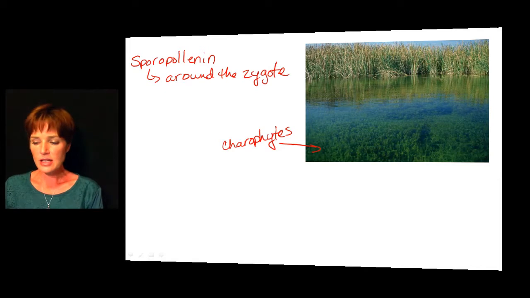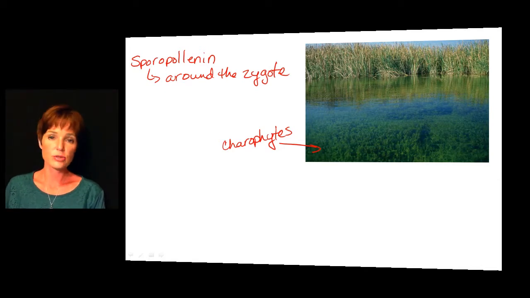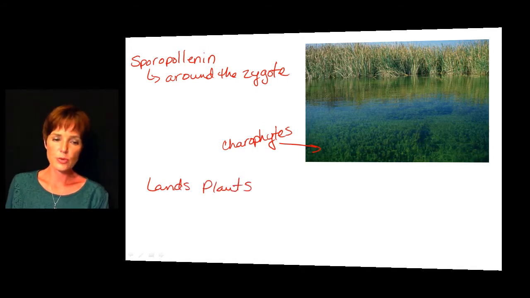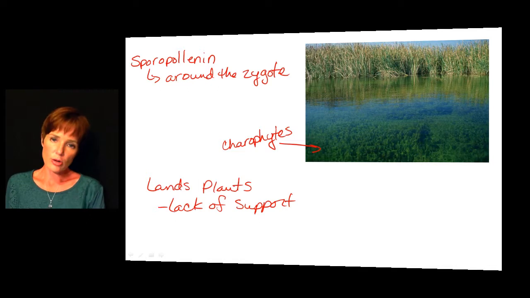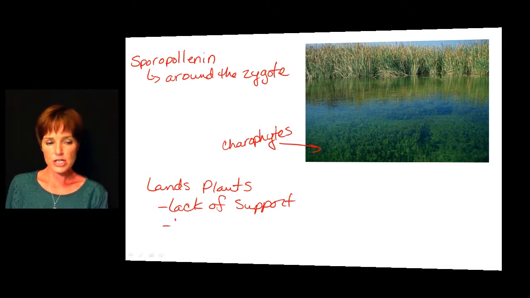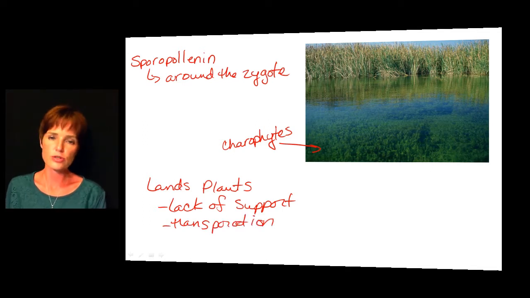Another thing that land plants had to later deal with was the fact that if you look at these charophytes, they're supported in the water, but land plants would have had to deal with a lack of structural support. So if they had a tall body, it would fall over. They also had to deal with a transportation problem. So how are they going to be able to get food and nutrients around their structures?